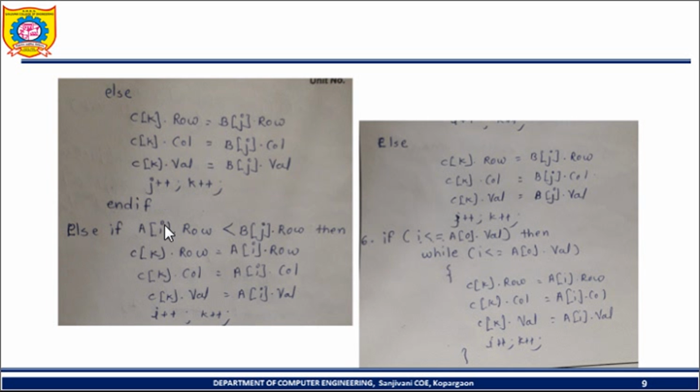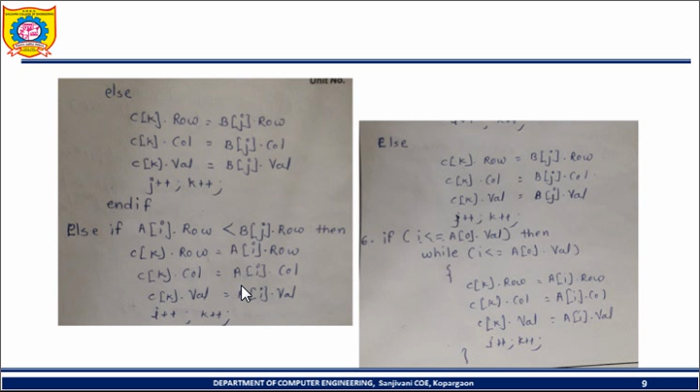Else if A's row is less than B's matrix row for the particular i and jth index of the A and B matrices, then the matrix whose row value is less, we copy as it is into the C matrix at the kth index. Okay, and then increment i and k.